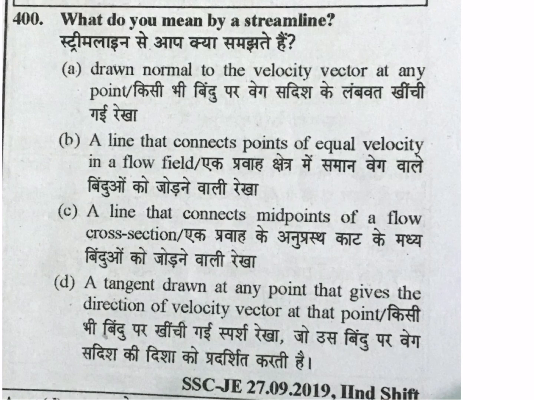What do you mean by a streamline? SSC JE question, already discussed. If you draw a tangent, it will show the velocity vector. The options: draw normal to the velocity vector at any point; a line that connects points of equal velocity in a flow field; a line that connects midpoints of flow cross section; a tangent at any point that gives the direction of velocity vector at that point. If you draw the tangent, you will get the velocity vector at that point. D is your correct answer.